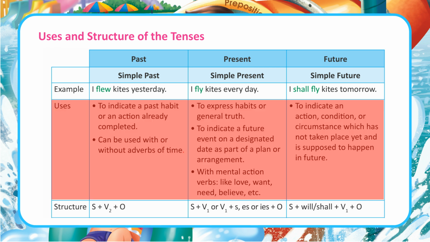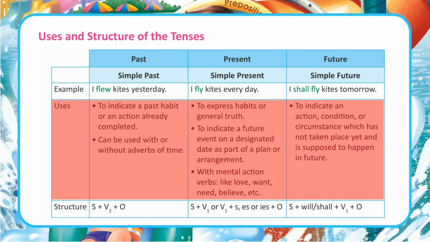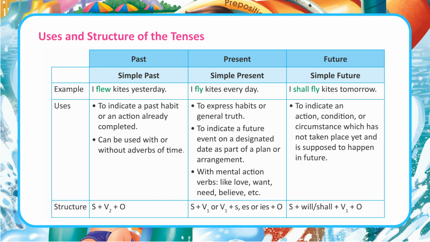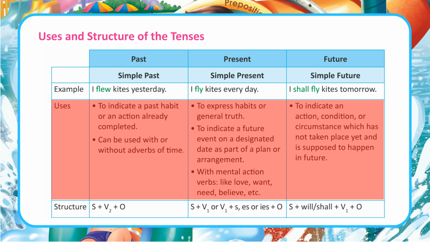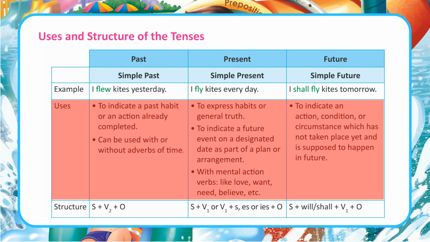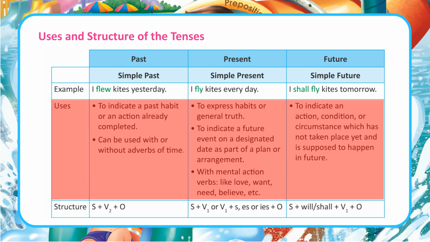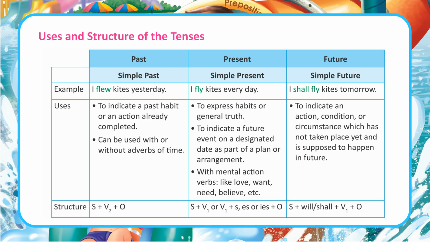Uses: to indicate a past habit or an action already completed. Can be used with or without adverbs of time. To express habits or general truth. To indicate a future event on a designated date as part of a plan or arrangement, with mental action verbs like love, want, need, believe, etc. I shall fly kites tomorrow. To indicate an action, condition, or circumstance which has not taken place yet and is supposed to happen in future.